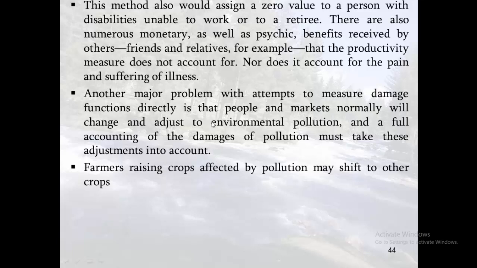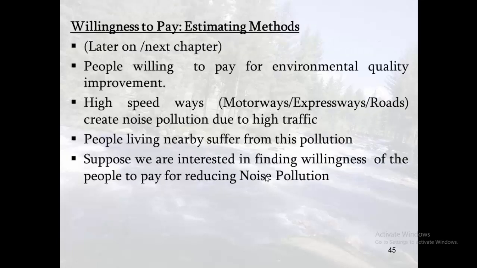Sometimes the people who are exposed to it try to adjust by adopting different measures. If they adopt different measures through adjustment, then it is difficult to estimate such damages. Farmers raising crops affected by pollution may shift to other crops. Similarly, if a crop is affected by contaminated water, air pollution, or other kinds of pollution, and the farmers change the crop, then also it will be difficult to estimate the damage.